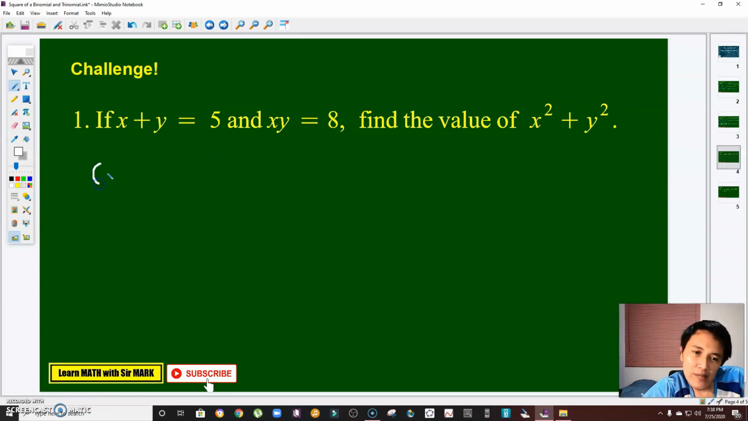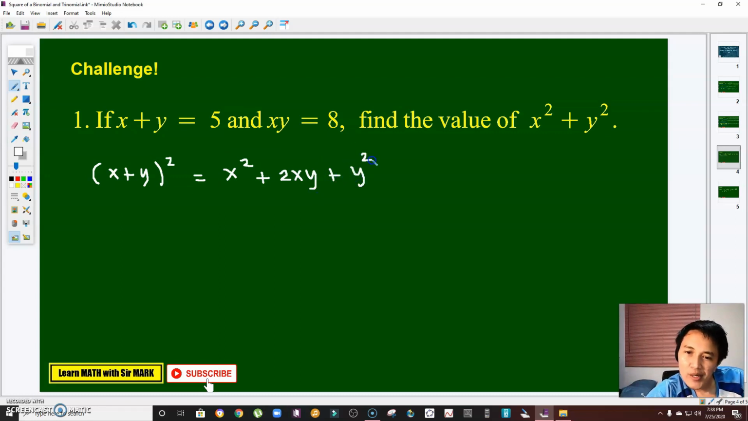So, note that if you're going to square the binomial x plus y, okay, if you're going to square it, that will yield x squared, plus again, multiply xy times 2, 2xy. See that? Plus y squared. There you go. Note that I'm after the value of x squared plus y squared. So all you have to do is just to transpose 2xy on the left side.